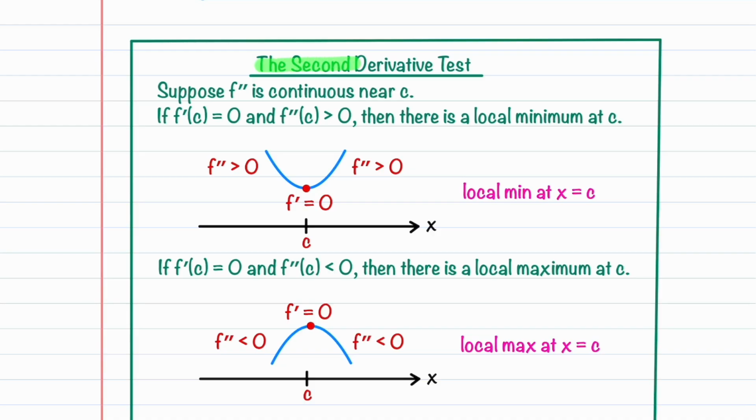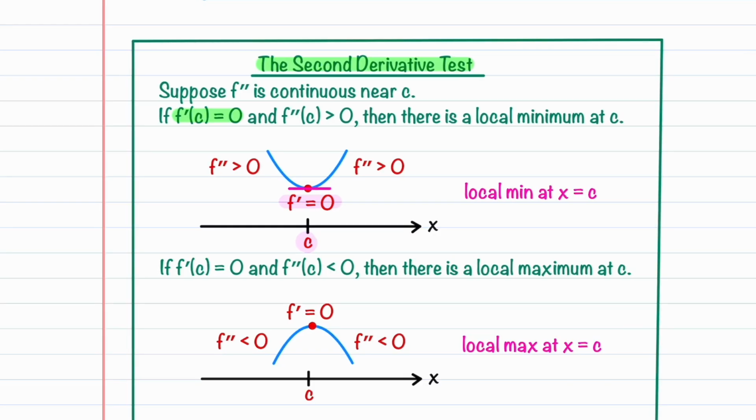The second derivative test tells us that if f prime at c is equal to 0, let's look down here in our graph. Here's c, and we have a derivative equal to 0 because we have a horizontal tangent. Now f double prime is greater than 0. So it's greater than 0 at c and to the left and right of c. So it is concave up, and that means that we have a local min at x is equal to c.